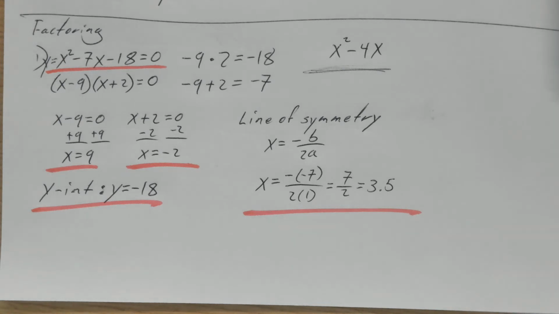Remember, to find that point in between 9 and minus 2, you just add the 9 and the minus 2, and divide by 2. So 9 plus minus 2 gives me 7. Divided by 2 is 3.5, which is exactly what we got. That's the line of symmetry. The line of symmetry goes right through the middle of the graph.